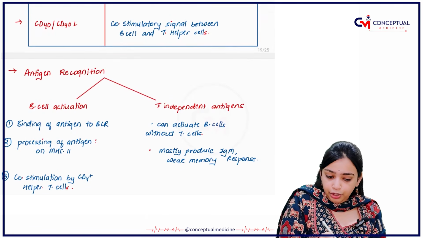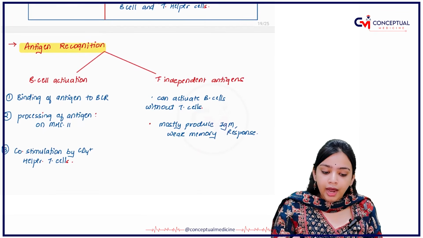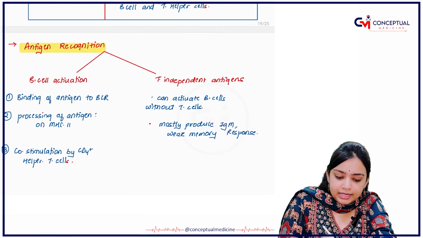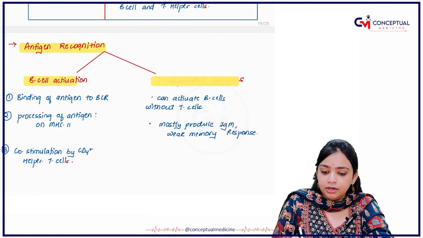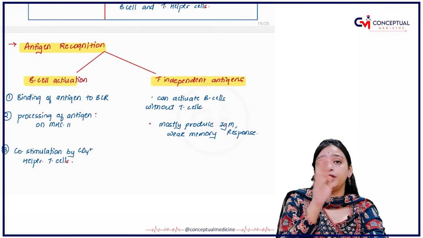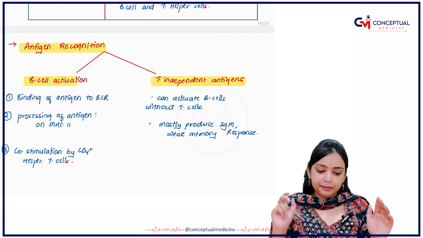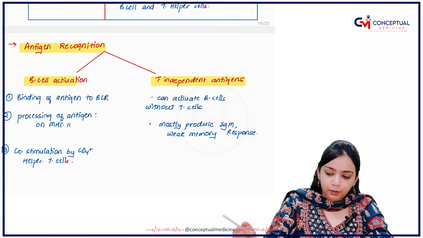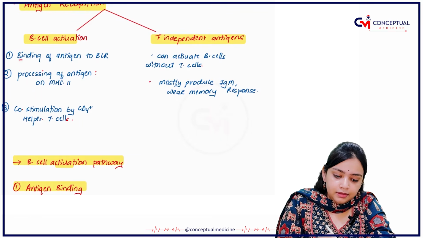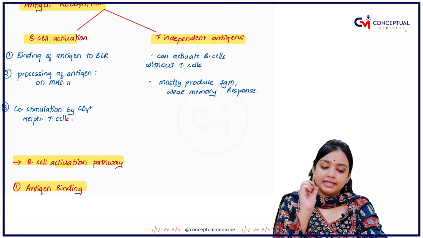Next, the story of recognition. So you have antigen recognition. It is done through two mechanisms, B cell activation and the T independent antigens. In the B cell activation, there is a binding to the BCR. There is a binding to the B cell receptor.